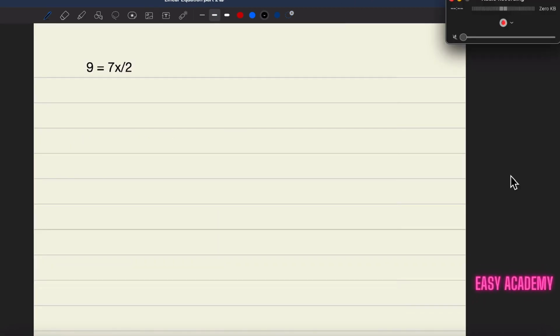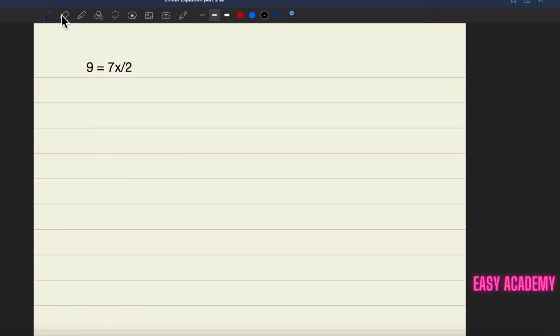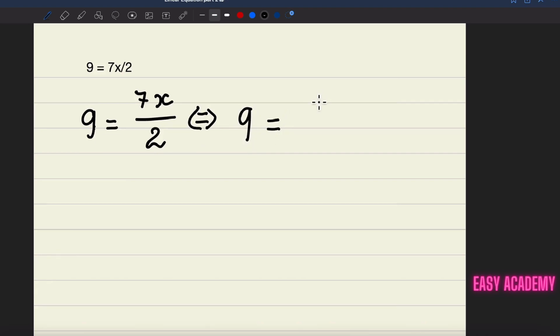Another similar example. This problem involves both multiplication and division. I have 9 equals 7 times x divided by 2. Alright, so first of all, let's rewrite the equation in an easy way to view. So 9 equals 7x divided by 2, which means 1 over 2 times 7x.